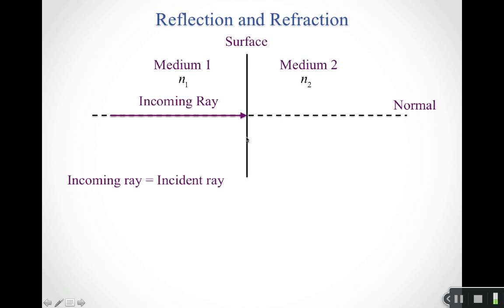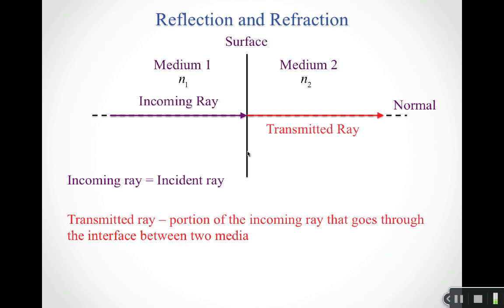So if we send an incoming ray into the surface, let's say we've got some ray starting in medium 1 and it's coming into our surface. The first thing to point out is we will use incoming and incident interchangeably. They both mean the same thing. We're just telling you about the ray as it comes into the surface. And then what happens once it hits the surface?